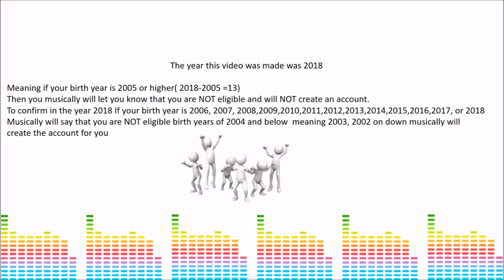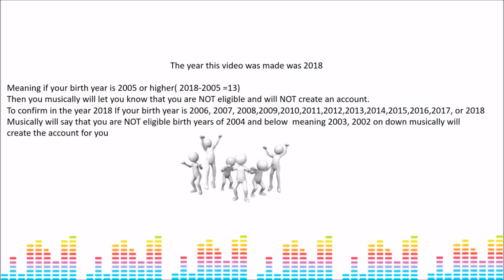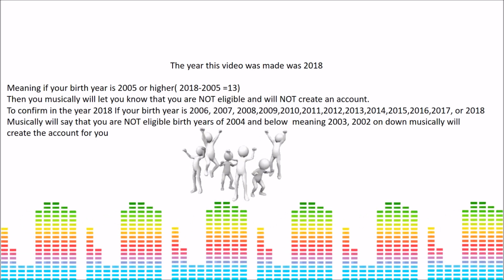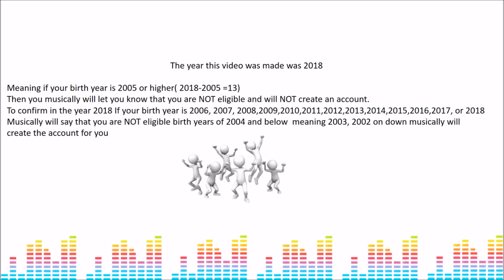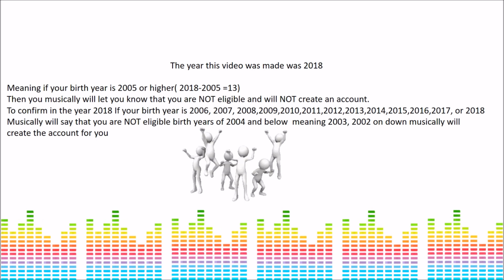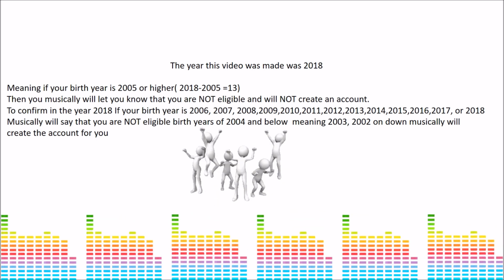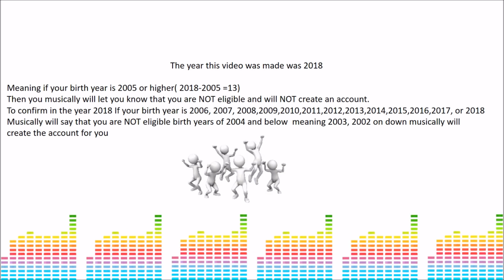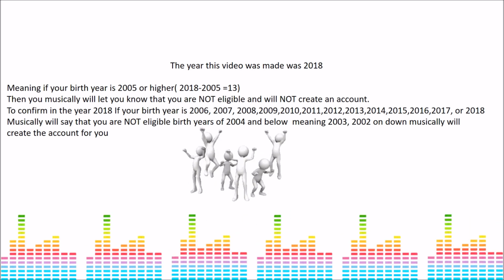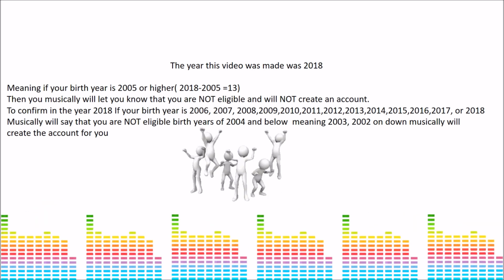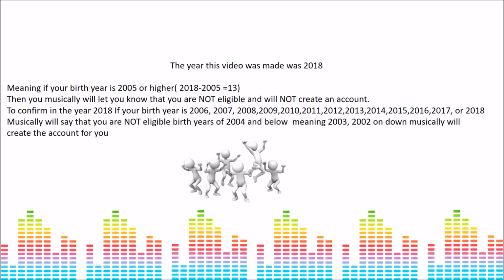To confirm, in the year 2018, if your birthday is 2006, 2007, 8, 9, 10, 11, 12, 13, 14, 15, 16, 17, or 18, Musical.ly will say that you're not eligible. Birth years of 2004 and below, meaning 2003, 2002 on down, Musical.ly will create the account for you.